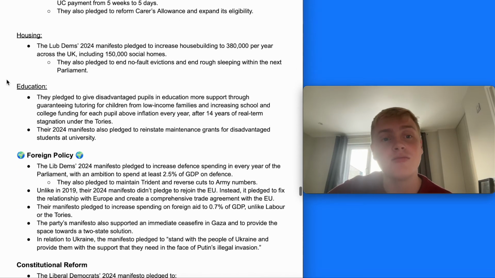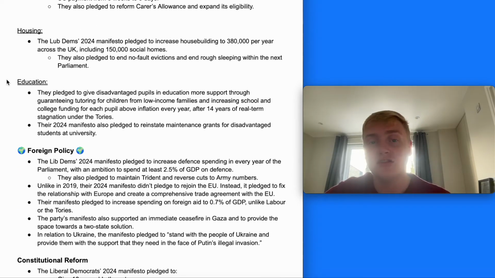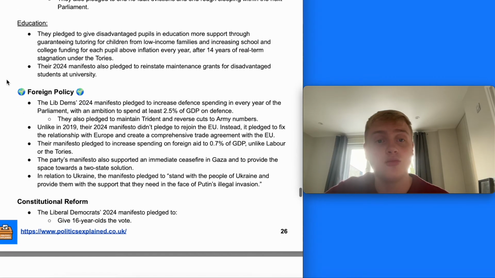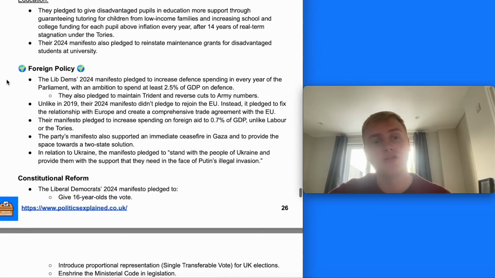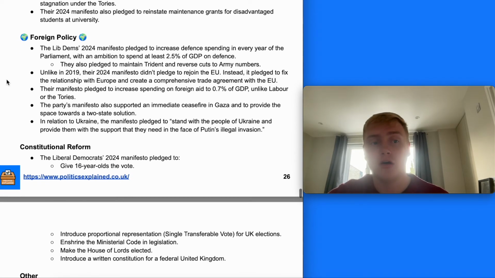On housing, the Lib Dems manifesto pledged to increase house building to 330,000 a year, so more, I think, than Labour, including 150,000 social homes. And on education, they pledged to give disadvantaged pupils more support through guaranteed tutoring for children from low-income families and increasing school and college funding for each pupil above inflation every year, after 14 years of real-term stagnation under the Tories, whilst they also pledged to reinstate maintenance grants for disadvantaged students at university.